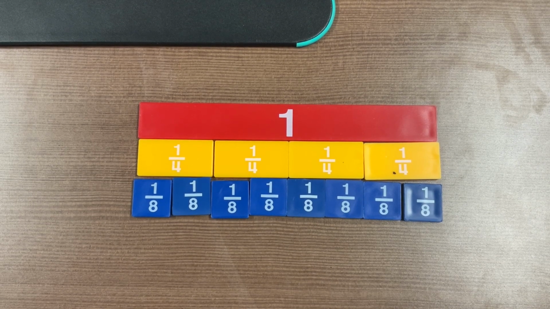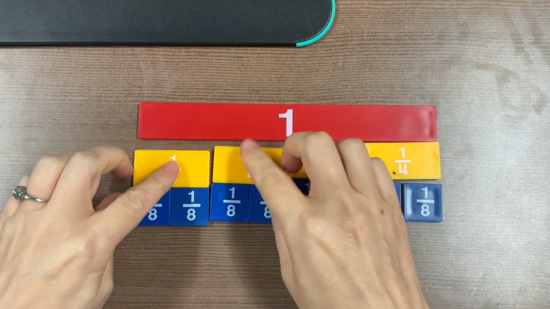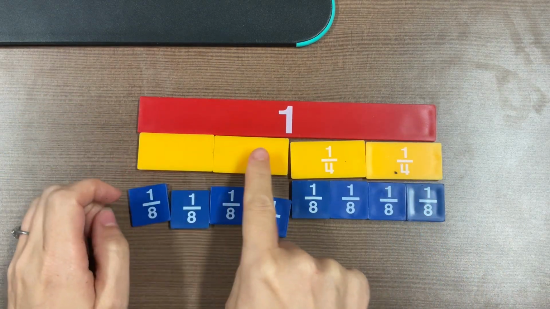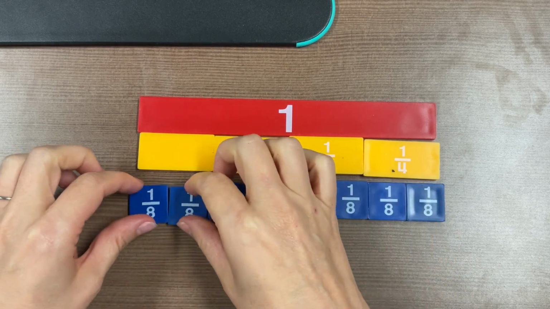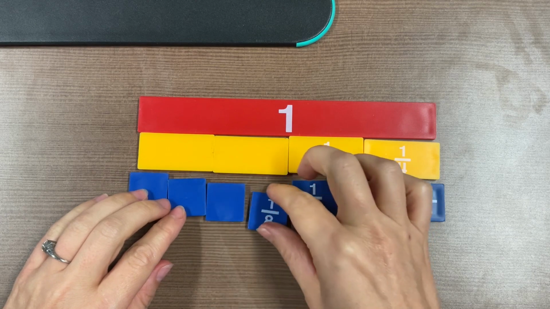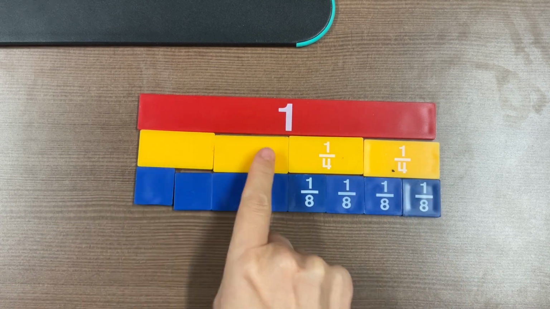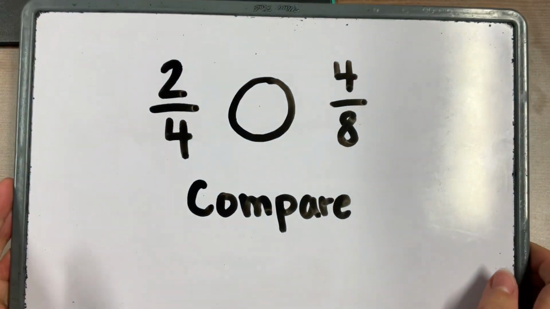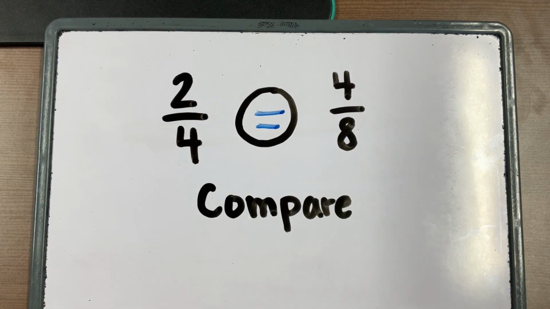Okay, let's see how you did. If I have one hole here and I say 2/4, I can even flip this over to show that 2 of the 4/4 are colored. And we're saying 4/8. If I flip these over, I can see that 2/4 is the same as 4/8. They are equivalent. I can use the equal symbol.